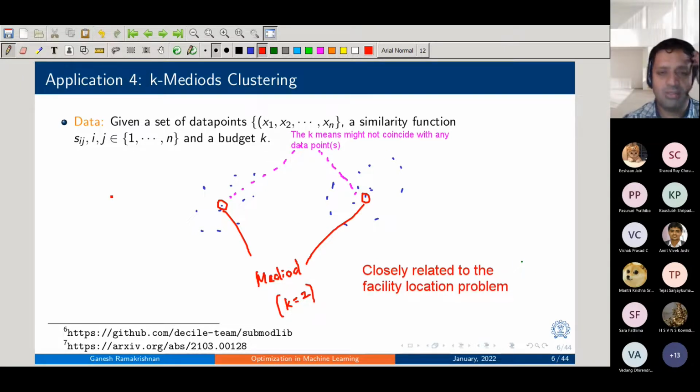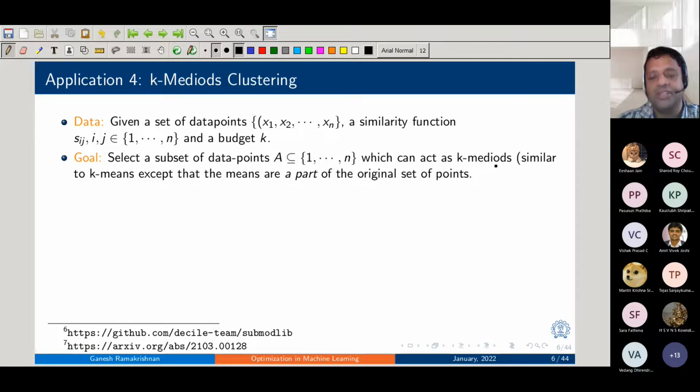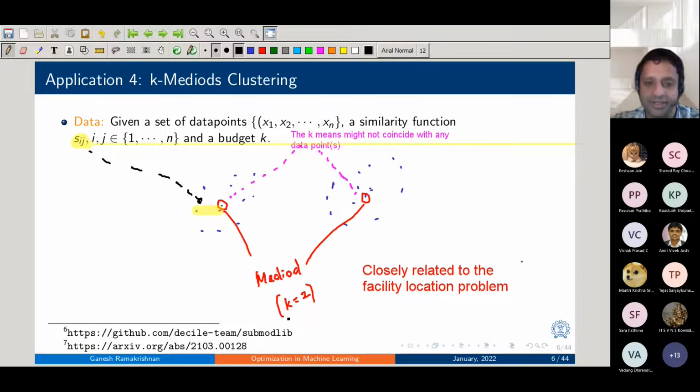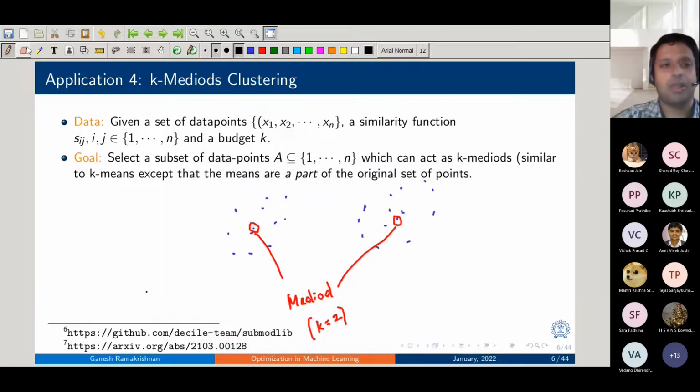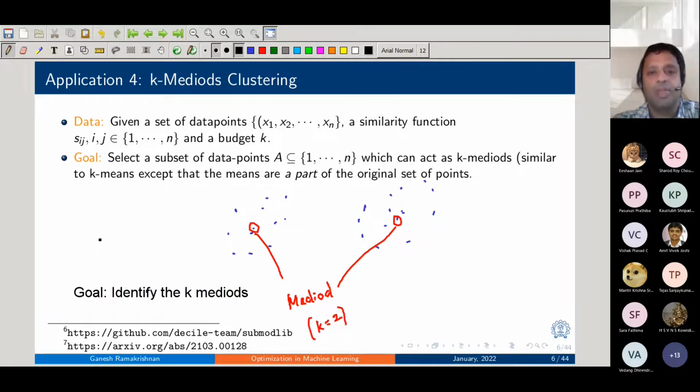Given a set of data points, you're given a similarity function and a budget k. There's a similarity Sij between any pair of points i and j. What you want to do is identify a bunch of data points which can act as the k-medoids. So we want to identify these medoids. I've already pointed out the difference: the means are a part of the original set of points in k-medoid.